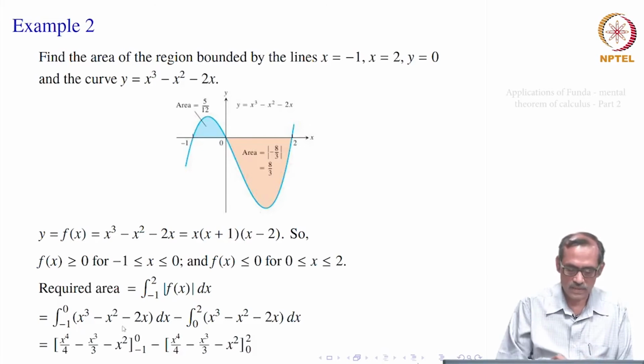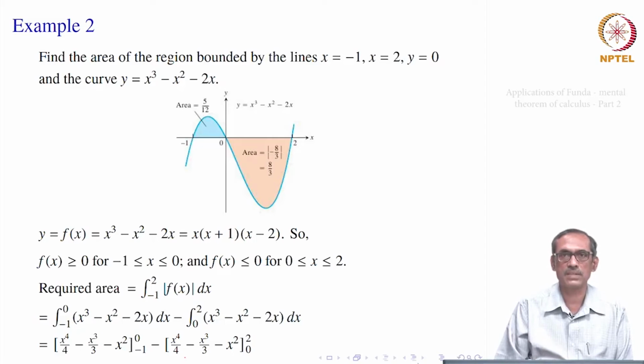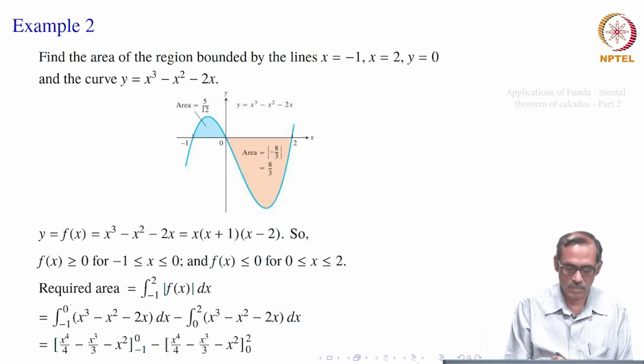Then we integrate. Here we use the fundamental theorem. The integral of x cubed is x fourth by 4, because if you differentiate x fourth by 4, you would get back x cubed, and then minus x square gives minus x cubed by 3, minus 2x gives minus x square. That has to be evaluated at 0, evaluated at minus 1 and subtracted. This is the notation. We just omit this vertical bar sometimes when there is a bracket already. That is just a simplification of the notation.